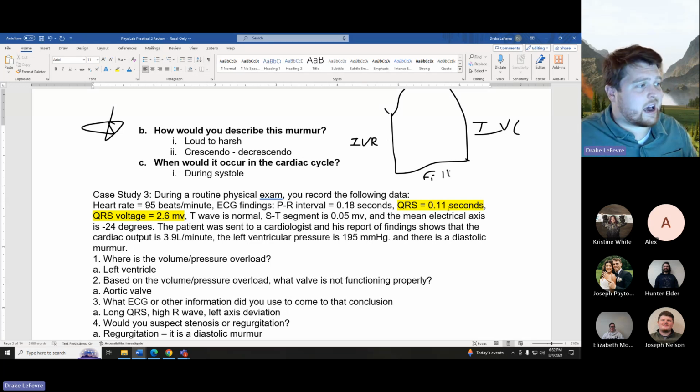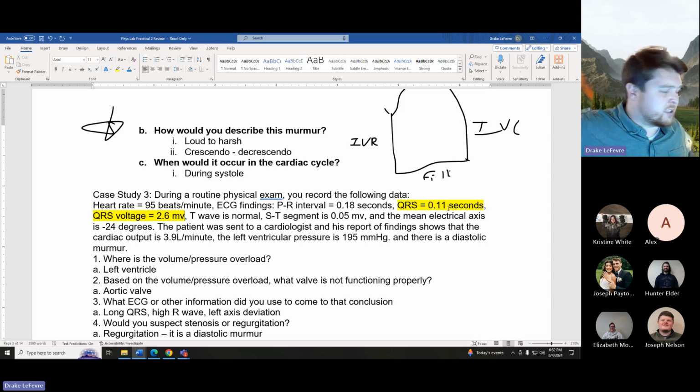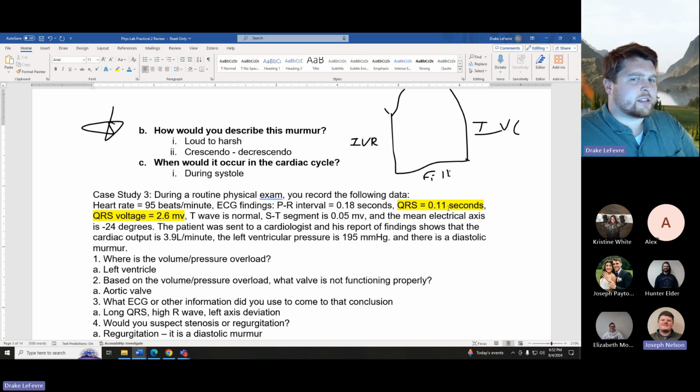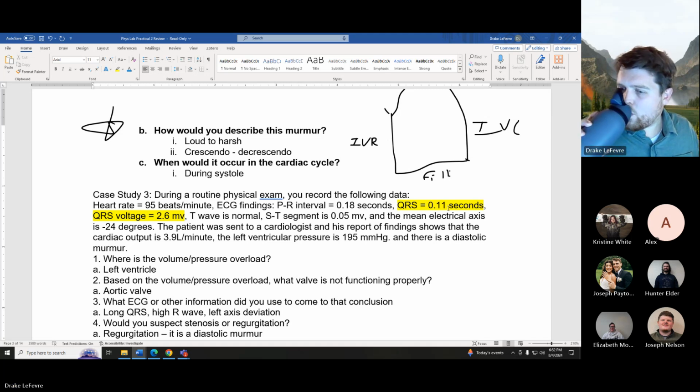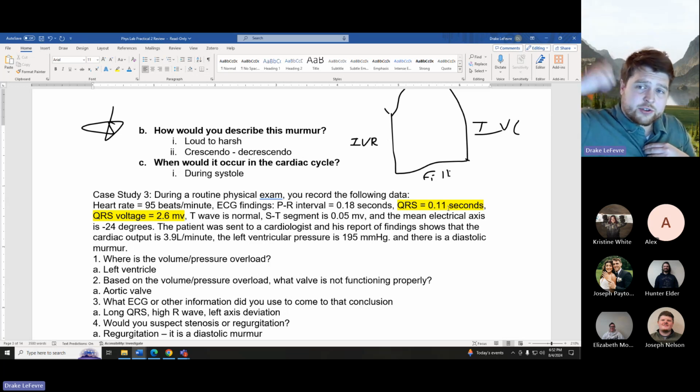As soon as we see it's high, what do we think? What does a high QRS voltage tell us about the ventricles? Something's wrong with the ventricle. What specifically is wrong with it? Big QRS voltage means more electricity, which means more muscle. So we have ventricular hypertrophy going on. So we stop, we think, okay, ventricular hypertrophy, what could be causing that? We're thinking aortic regurgitation, potentially aortic stenosis. Just depends on what other information we get.